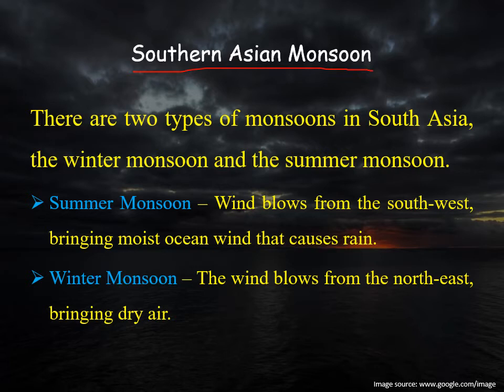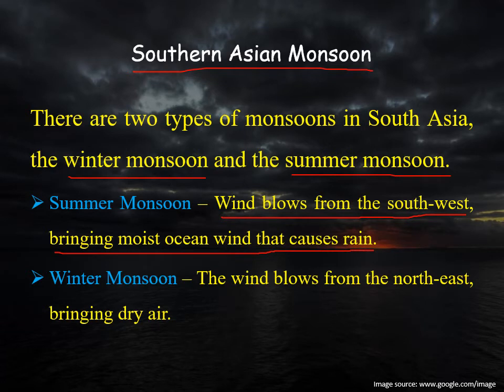So, two subsystems are found to occur in the southern part of Asia, one during the winter and one during the summer. During summer, wind is blowing from the southwest and brings lots of moist ocean wind to the continental landmass areas, and this moist ocean wind causes a lot of rainfall. In contrast, during winter, the wind is blowing from the continental landmass areas, from northeast to southwest, and the wind is basically very dry as it is coming from the land areas.